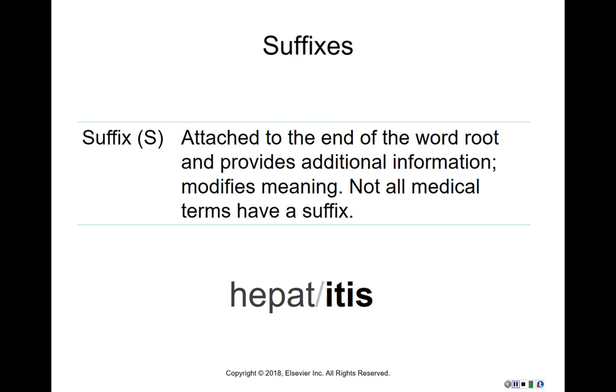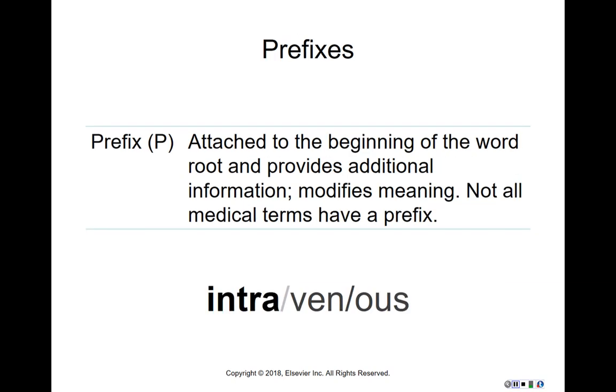Not all medical terms have a suffix. Prefix is attached to the beginning of the word and provides additional information. It also modifies the meaning. Not all medical terms have a prefix.